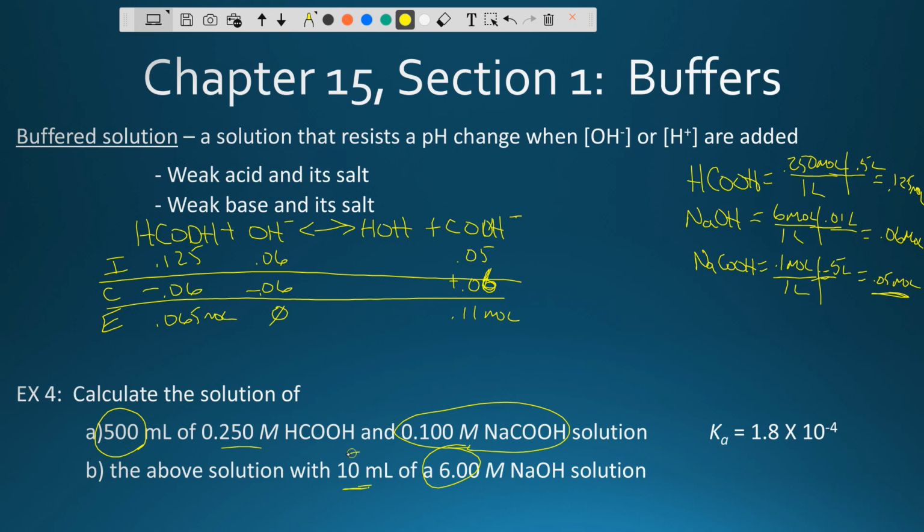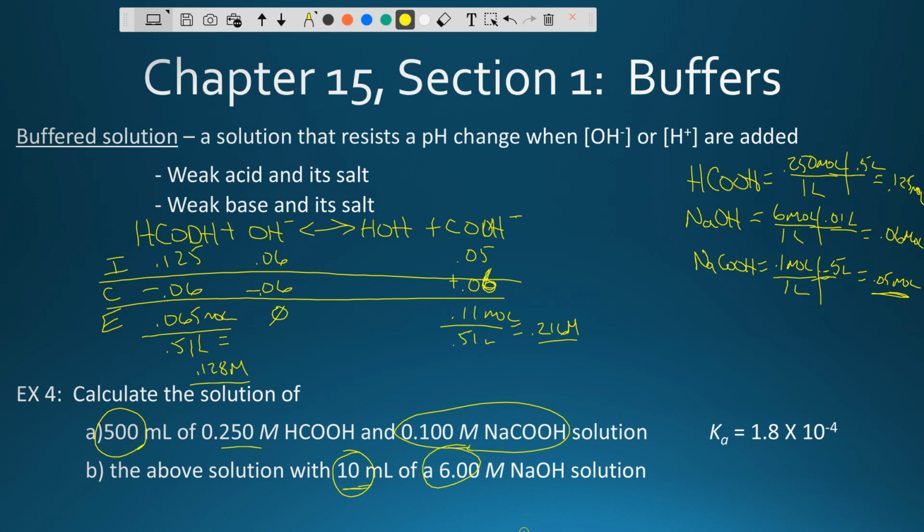Remember, I added 10 milliliters. So what's my total volume? My total volume is 0.51 liters total. And so I end up with a 0.128 molar solution. On this side, I have 0.11 moles over 0.51 liters total. And so that gives me a 0.216 molar solution. Okay, so now I know at equilibrium how much I have of each of these.